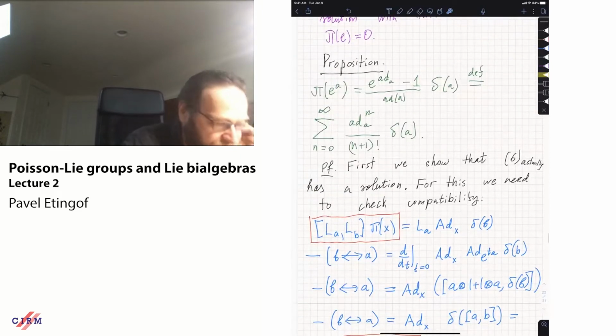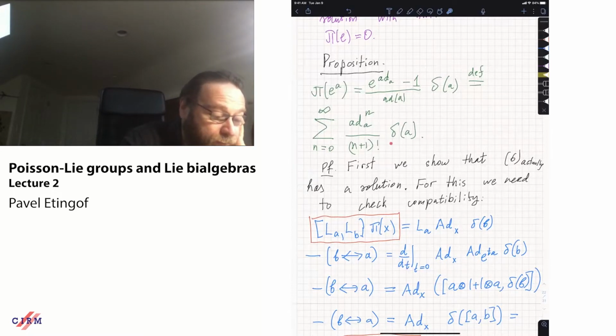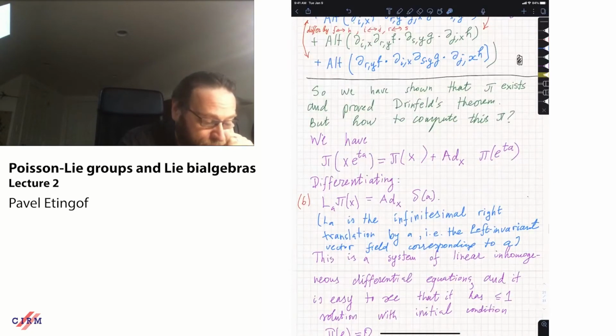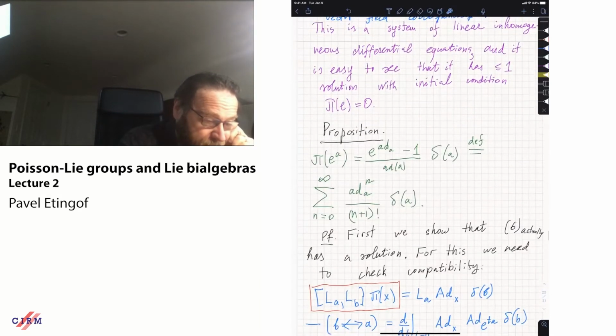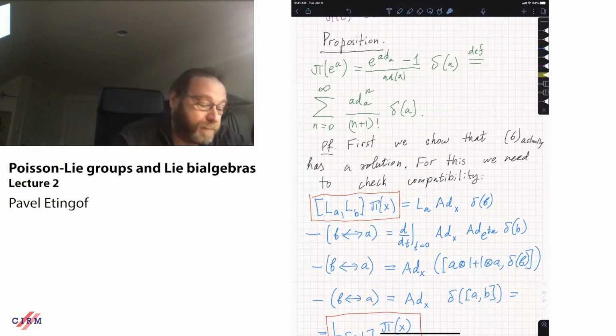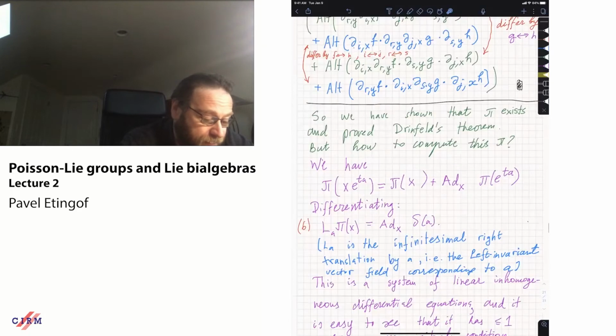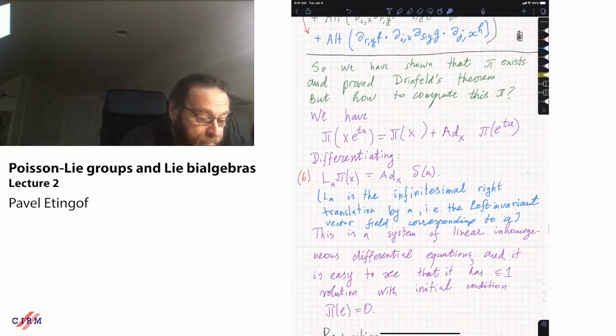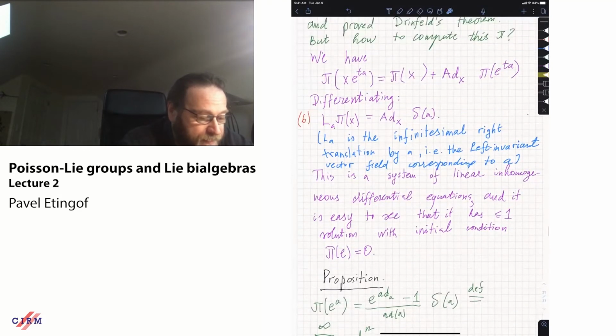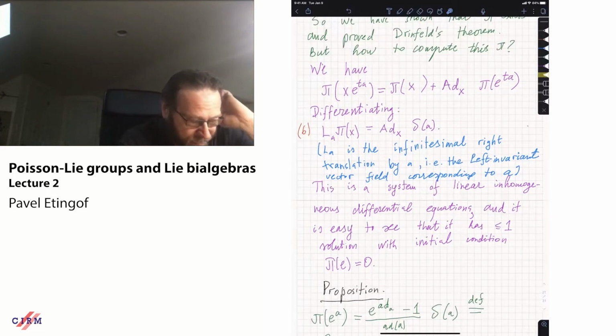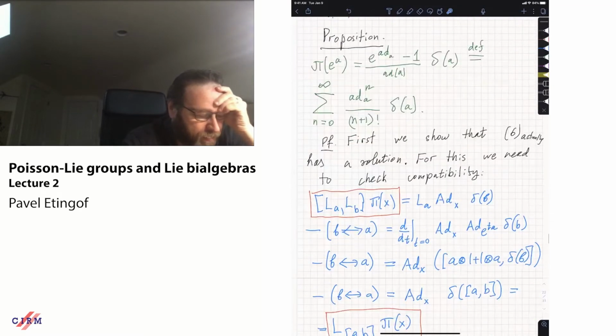So we need to prove that this is the correct formula for the cycle pi corresponding to the co-bracket delta. First we need to show that this differential equation actually has a solution, and then we will show that this solution must be of this form. So we need to check compatibility of the differential equations corresponding to different elements A. We have the derivative along the vector field LA for every A, and compatibility means that if you compute the derivative along LA and then LB, minus the derivative along LB and then LA, it is the same as the derivative along L of the commutator.